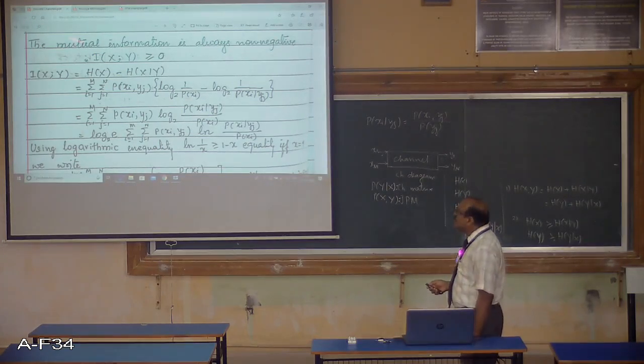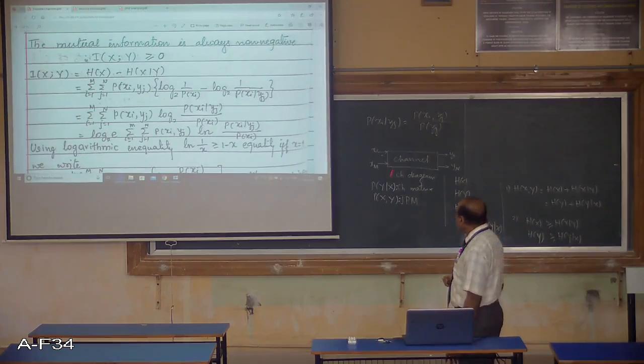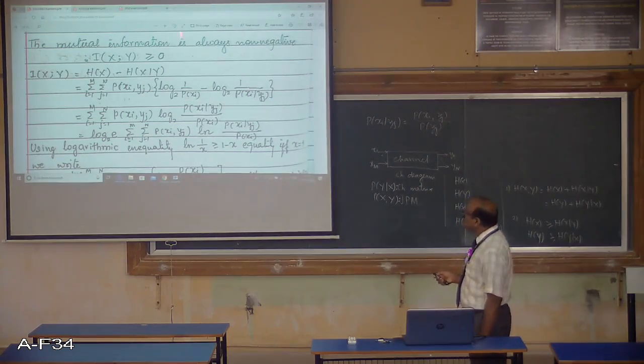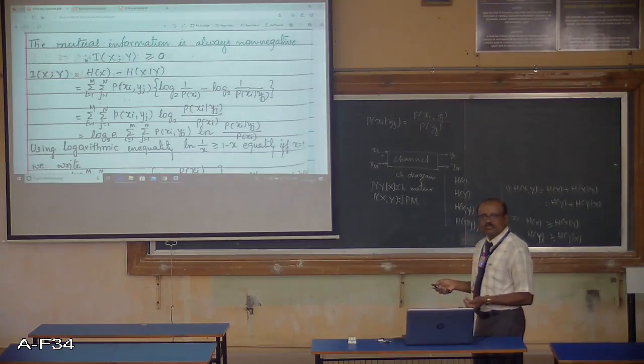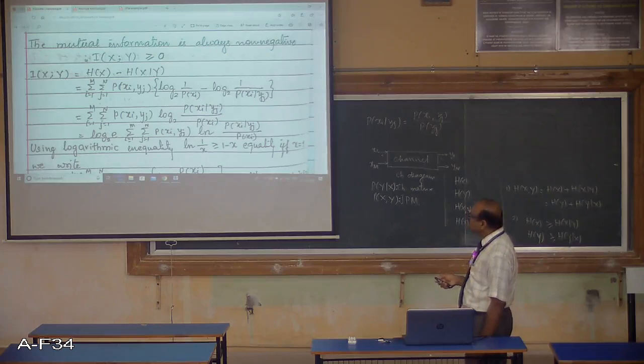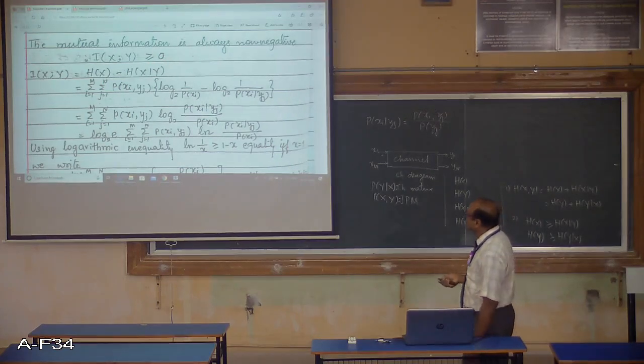It can be either zero, no information associated with a particular input symbol, or some information associated with a symbol. It cannot be negative. Either it can be zero, the worst case, which indicates no information, or there will be some information which is always positive.